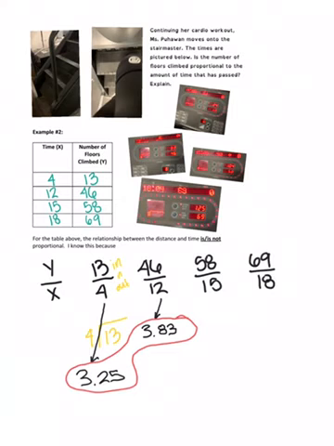So for the next one, I get about 3.87. That's that fraction's value. And then the last one, 69 divided by 18, I get 3.83. The crazy thing is, if you notice with me, that these two numbers are the same, but it still doesn't make a proportional relationship. For it to be a proportional relationship, all of the numbers have to be the same, not just two. So this is not a proportional relationship.